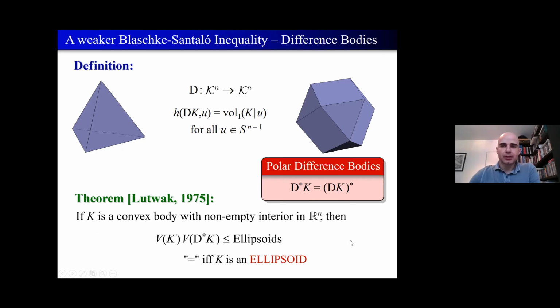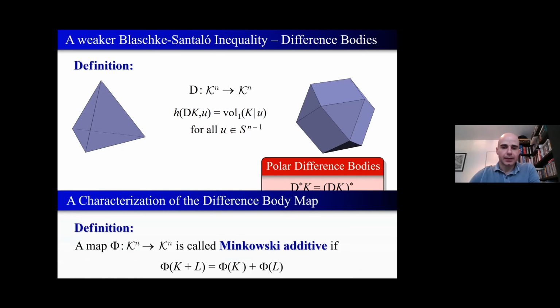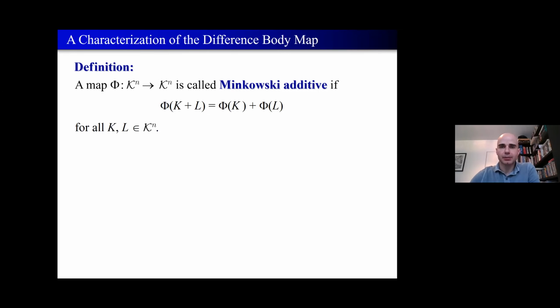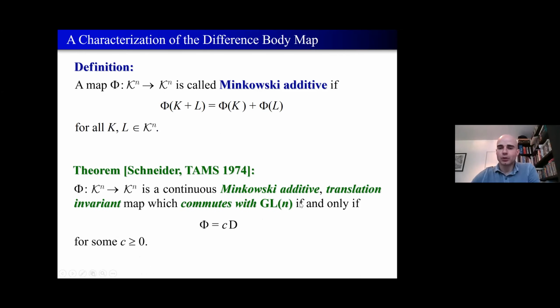So these difference bodies, of course, appear in various places in geometry, and they have essentially two characterizing properties, as we will see in a second. First of all, they are what I would call Minkowski additive. So a map from convex bodies to convex bodies is Minkowski additive if it satisfies this additivity, where the plus is just the usual Minkowski sum. And clearly the difference body map is Minkowski additive. And the difference body map also commutes with general linear transformations.